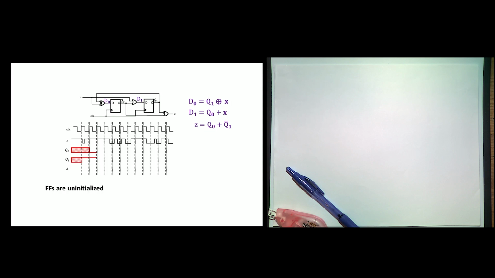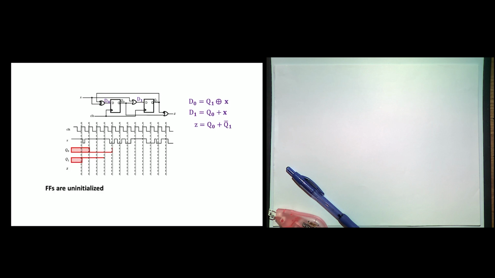Zero? How many people think it's 0? X is high. What's Q1? So it's still 0, right? 1 XOR 0. 1 XOR 1 is 0. Okay, Q1? So high. Oh, I'm 1 ahead. Okay. Q0, what happens with Q0 now? Well, not yet, but X is still 1 and Q1 is still 1, so Q0 is still 0.